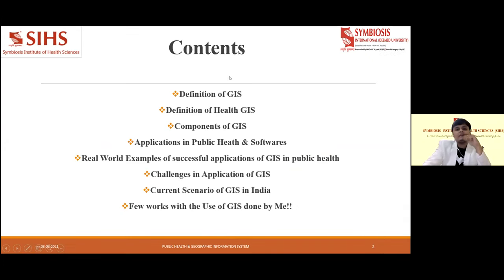These are the contents which I will be going to cover in my presentation. My presentation will be divided into three portions. The first portion will be the definition of geographic information system. Second will be the definition of health geographic information system. Third will be components of geographic information system. Now the second part of my presentation will be the application in public health and the software which can be used for GIS in public health. Then the real world examples of successful application of GIS in public health, the challenges in application of GIS, the current scenario of GIS in India, and a few works with the use of GIS in public health done by me.